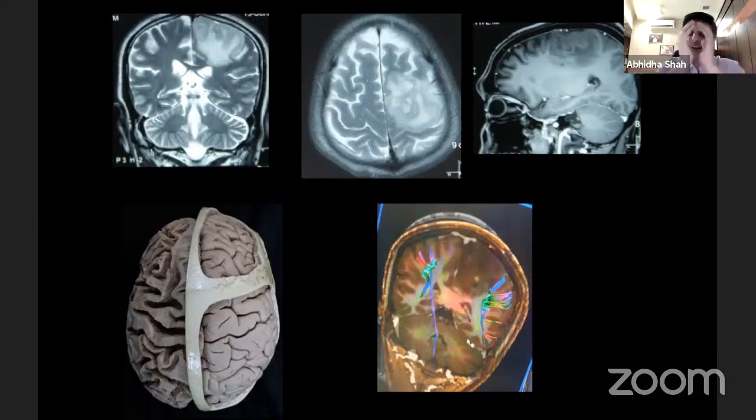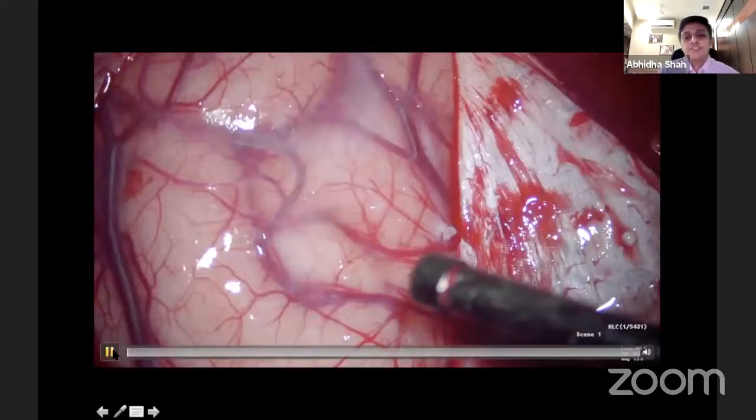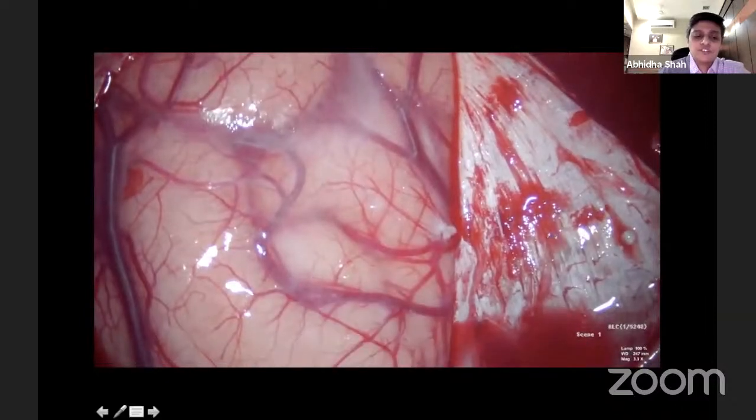But again, if you understand anatomically that it is confined by the short arcuate fibers, it is confined to that gyrus. The other fibers are displaced there, then you will be able to perform a radical safe resection by identifying and defining a plane of resection in this region.